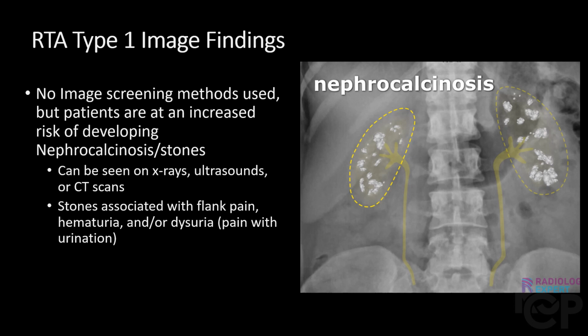There isn't any specific imaging that you can order for RTA type 1, but it is associated with increased stone formation, and nephrolithiasis or kidney stones are associated with flank pain, blood in the urine, as well as pain with urination.